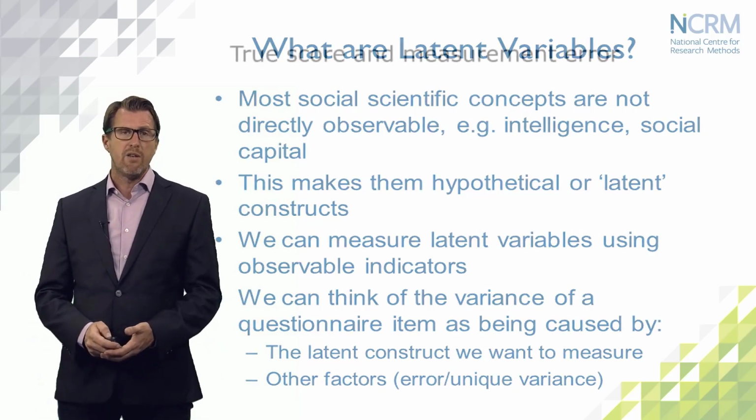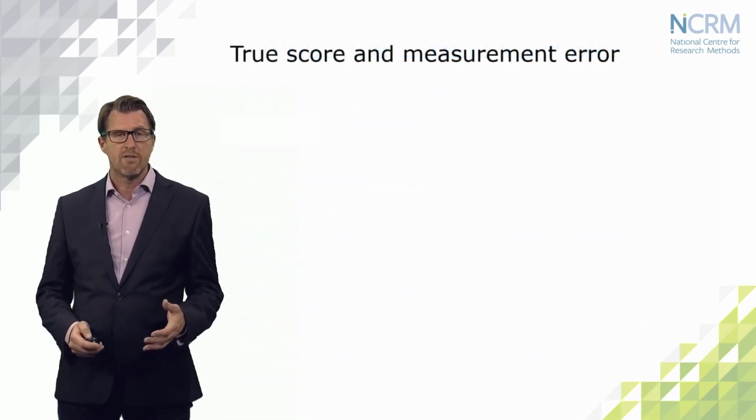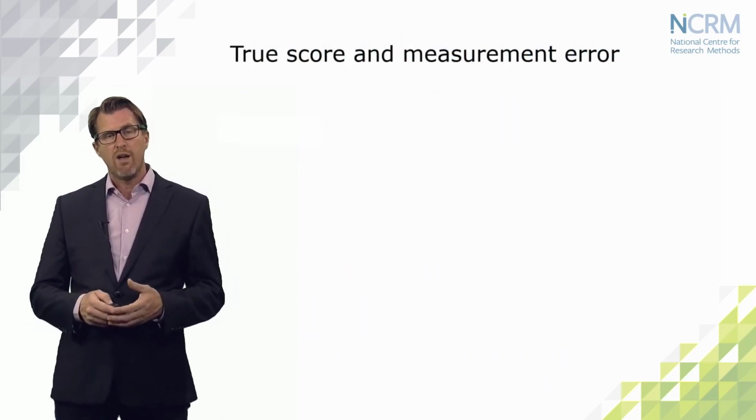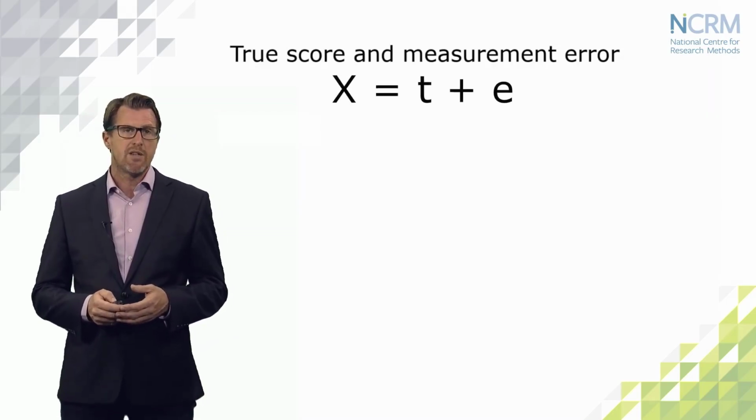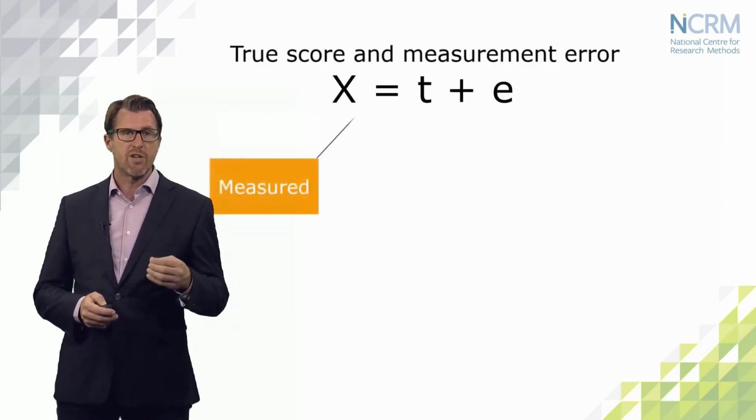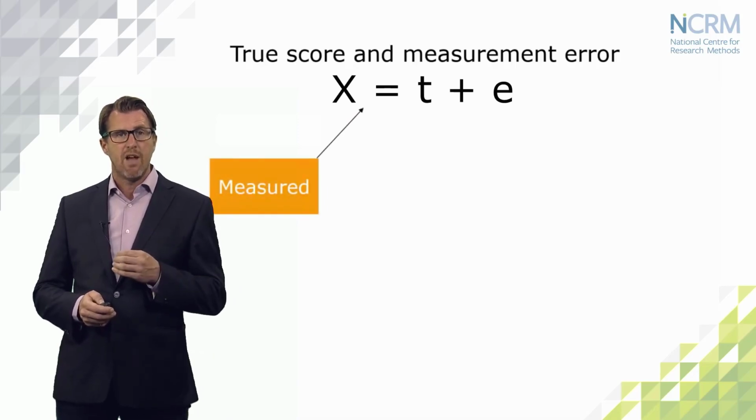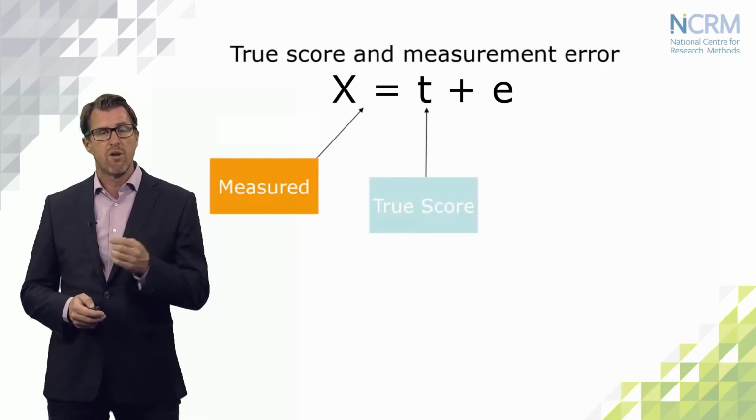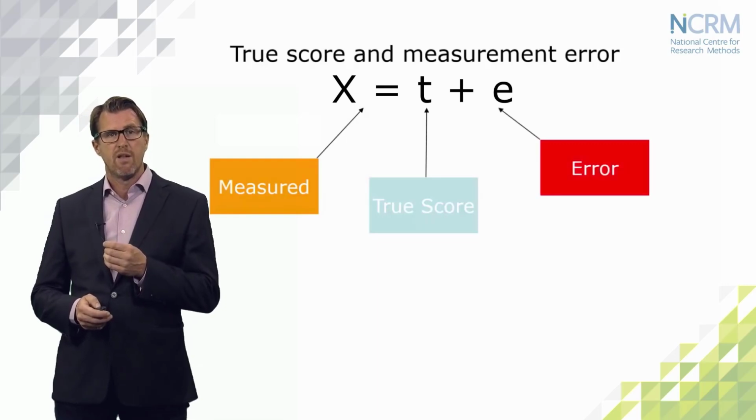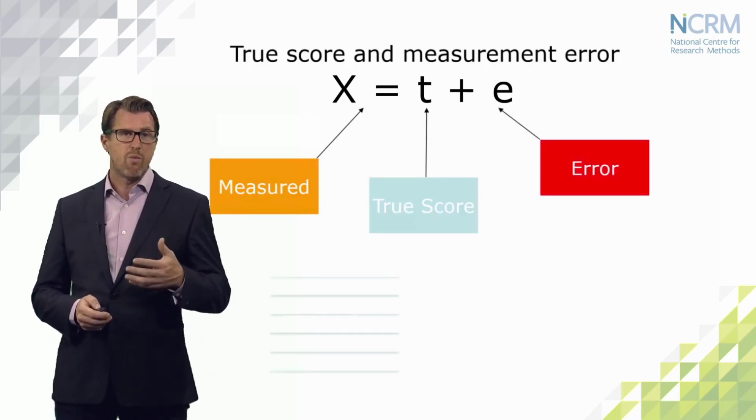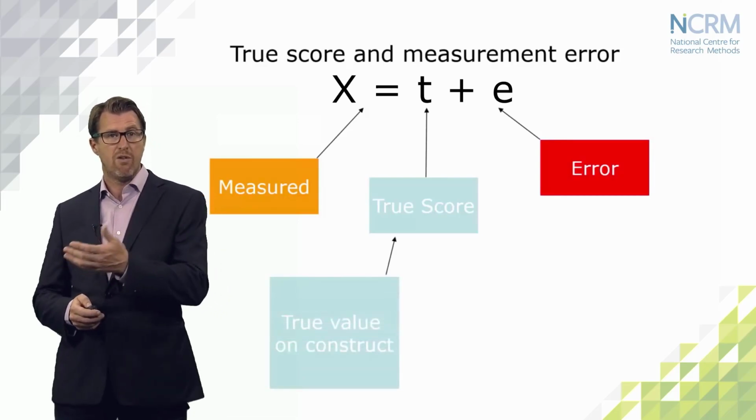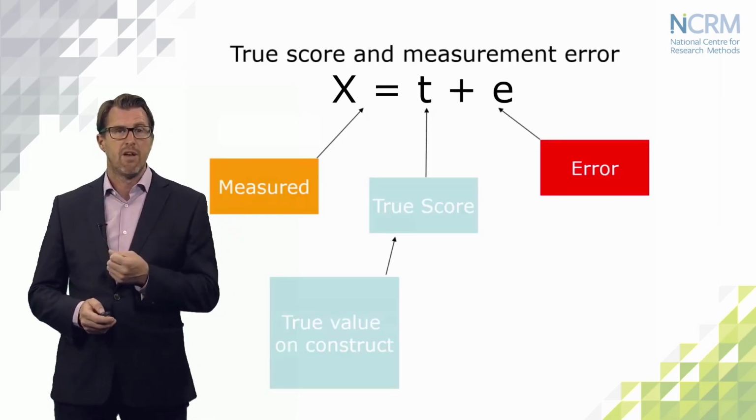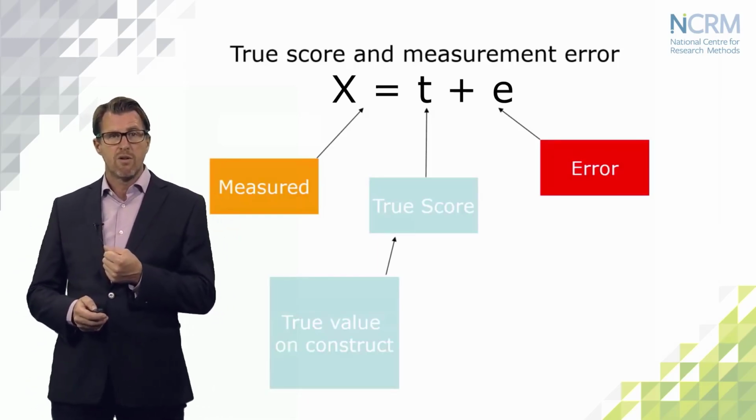So we can summarise these ideas quite simply in this formula, the true score equation, where x equals t plus e. So here the measured variable, the observed indicator, is x, and as I said, the variability in x is comprised of both true score and of error. So the true score is simply where the individual is on the true happiness dimension, their true underlying level of happiness. The error comprises two components.